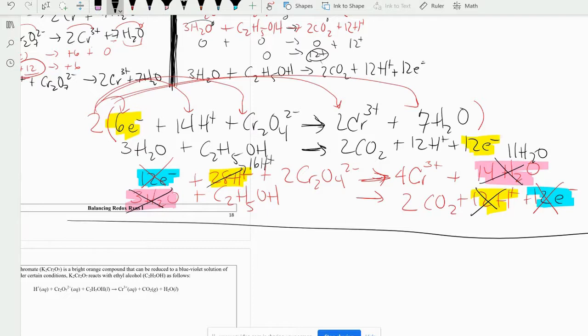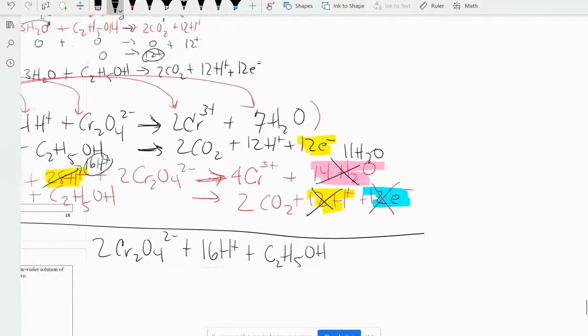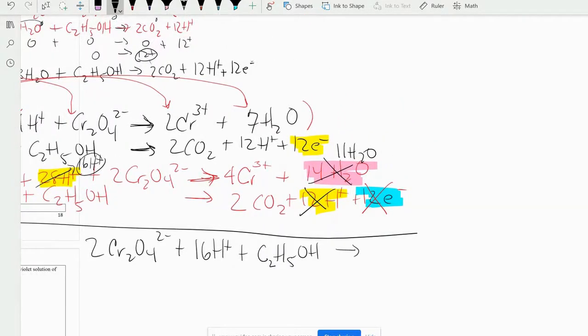So after I have cross-canceled essentially everything that I can, I'm going to put a line and rewrite the entire reaction as one complete reaction. In other words, everything on the left side of the arrow, my reactants, which will be 2 Cr2O7 2-, and then the other thing I have here is 16 hydrogen. Don't forget to write that. And then you have this ethyl alcohol. Okay, and then let's write everything that is on the product side from both of the reactions. And that is this. You got, don't forget your water, 11 molecules of it, and 2 CO2.